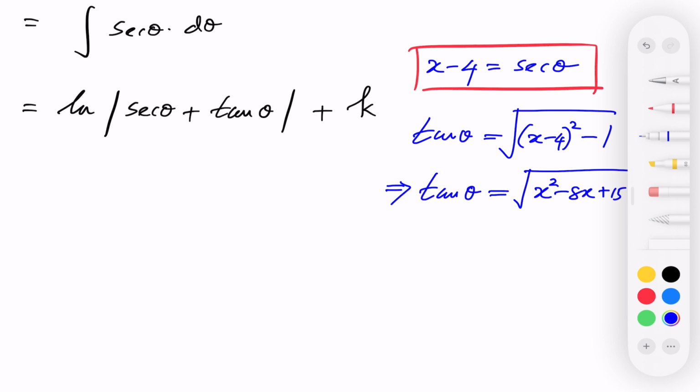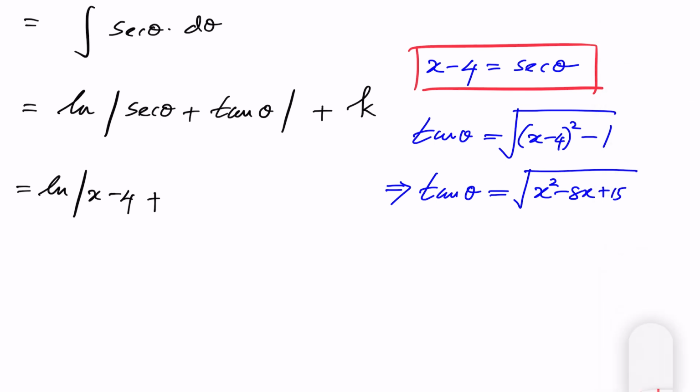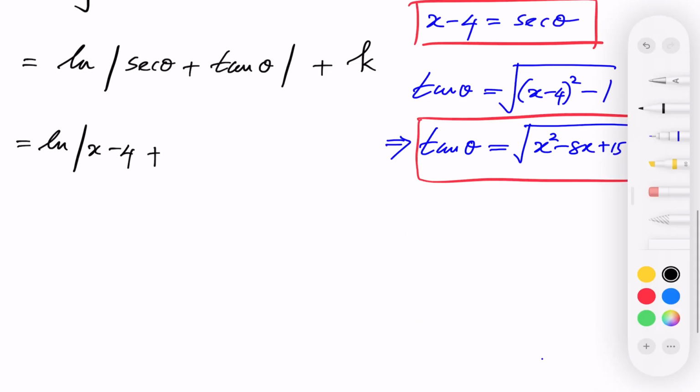All right, we are almost done. We can now write down the final answer. This is equal to the natural logarithm, absolute value, of secant theta, which is equal to x minus 4, plus tangent theta. We found tangent theta right here. Tangent theta is equal to the square root of x squared minus 8x plus 15. Close absolute signs, and we have a plus k. Well, this is a final answer.